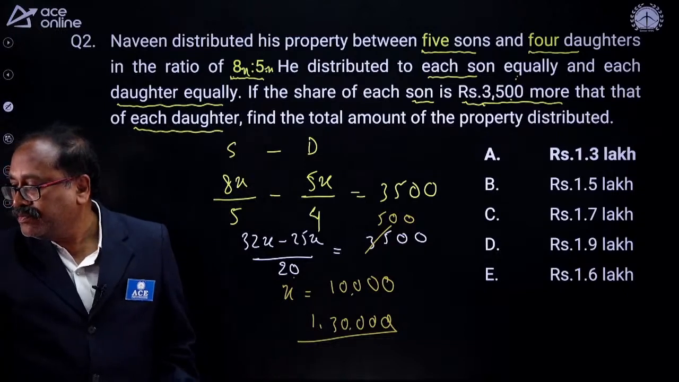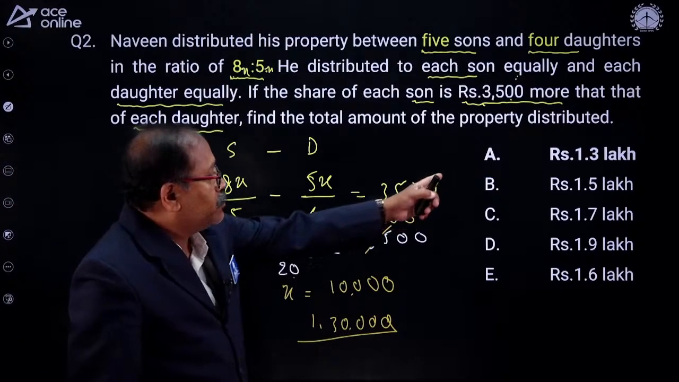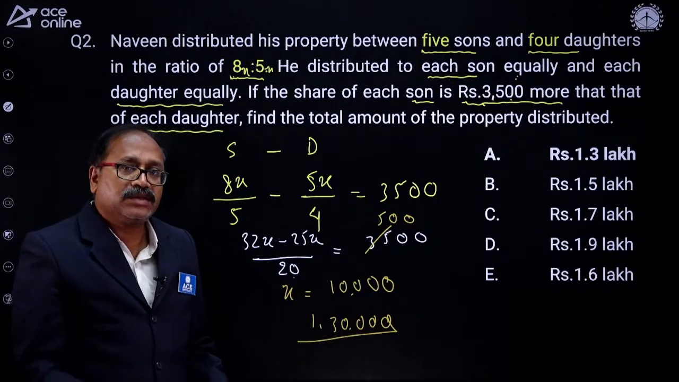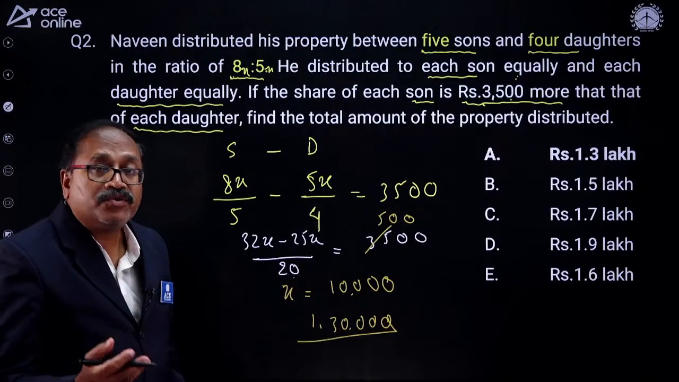Did anyone answer the question? So where is that? 1,30,000? Option A. Just practice it for half an hour. Moving to the next question.